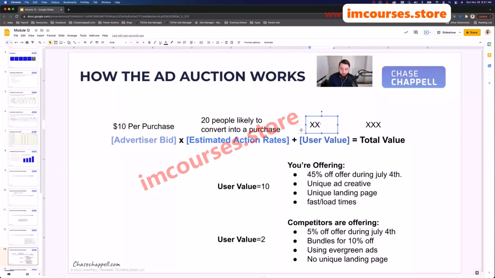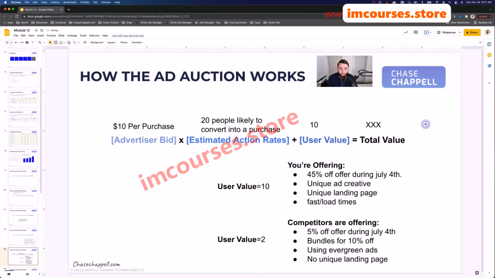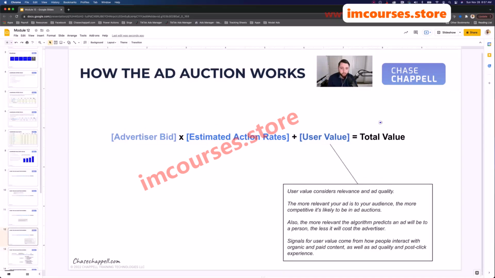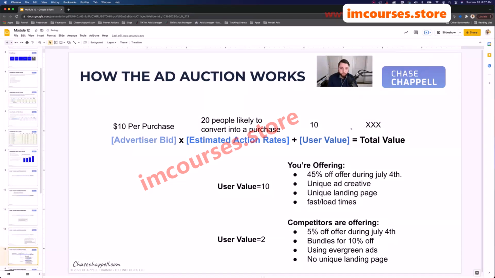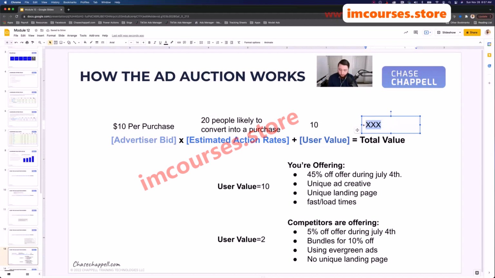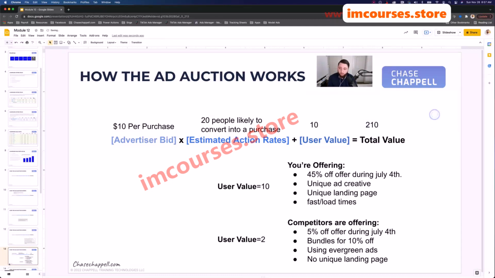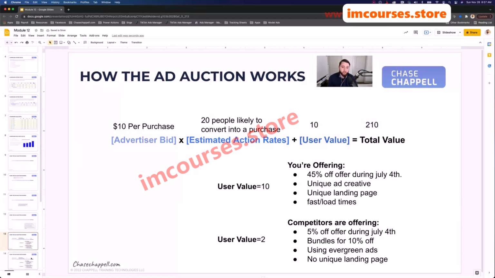So let's plug in our user value. Essentially you'd run this formula. You would take $10, you would times that by 20, and then you would add in the user value, which essentially puts your total value at 210.